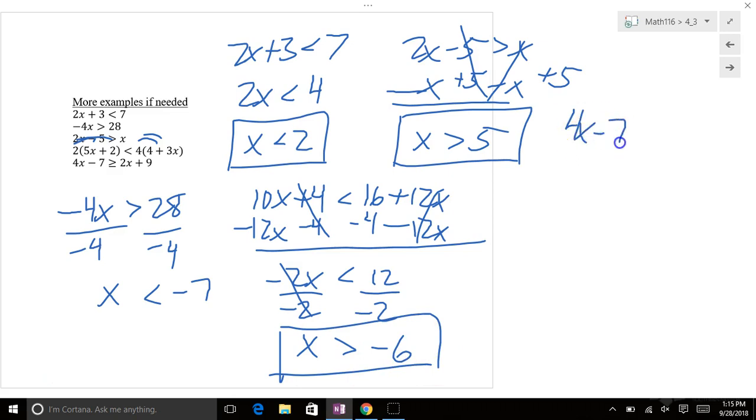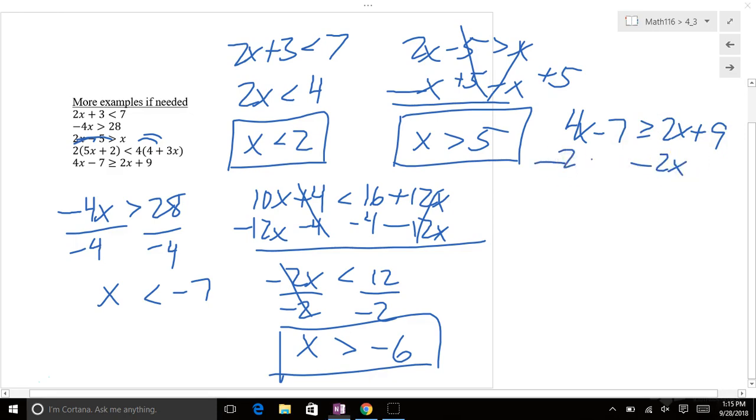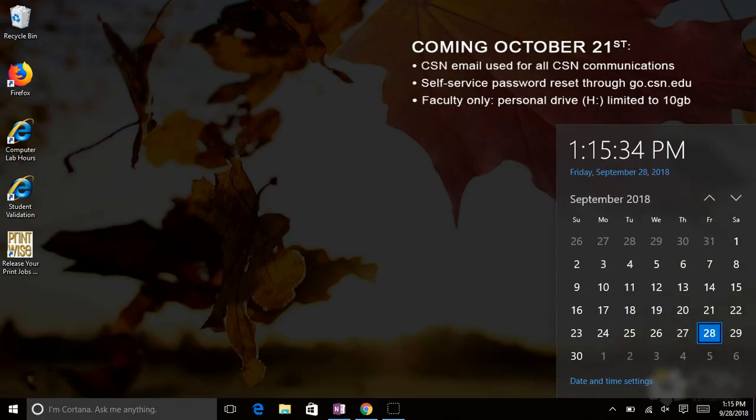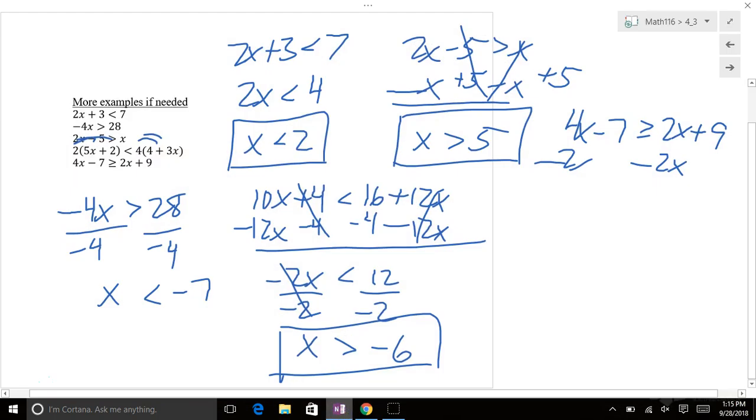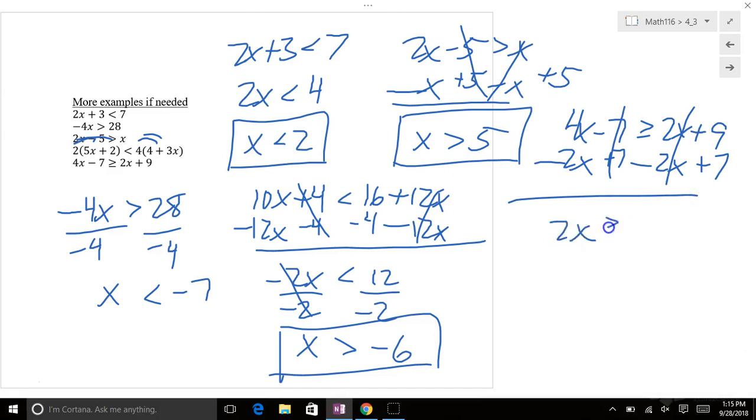Last one, we got 4x minus 7 greater than or equal to 2x plus 9. You can get all your x's on one side. Add the 7, add the 7. So we got 2x greater than or equal to 16, divided by 2. x is greater than or equal to 8.